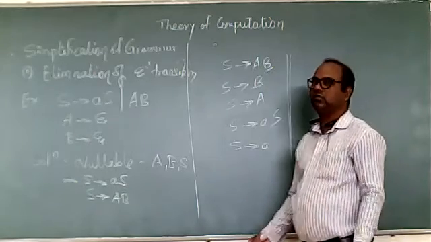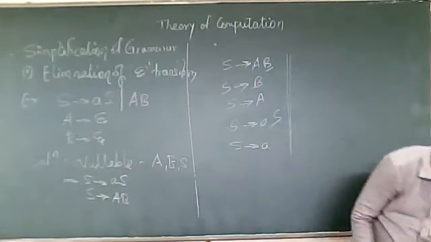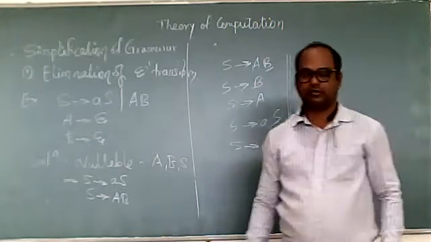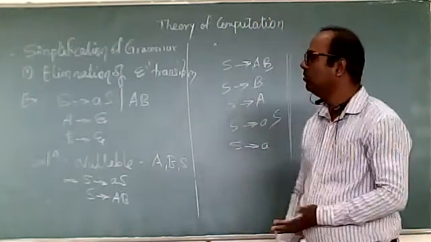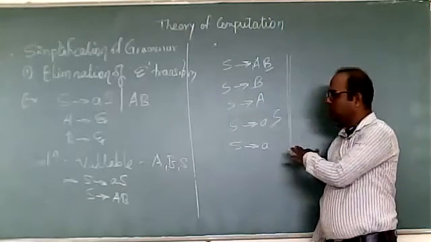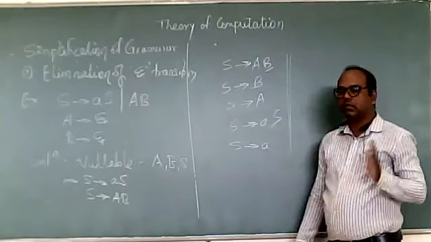Epsilon doesn't mean anything in a string, so we'll just remove all the epsilon productions. With the help of that, we come to the conclusion of the simplified grammar.